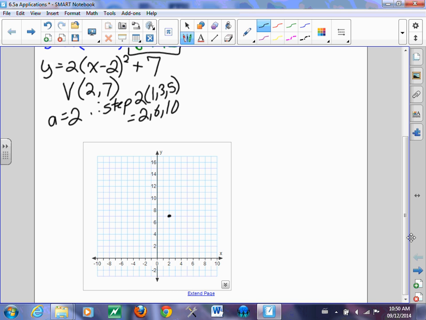From that, we're going to do our step pattern. As we go over 1, we go up 2. Over 1, up 6. 1, 2, 3, 4, 5, 6. And we can't go over 1 and up 10 because we don't have enough room. Do the same on the other side. Over 1, up 2. Over 1, up 6.